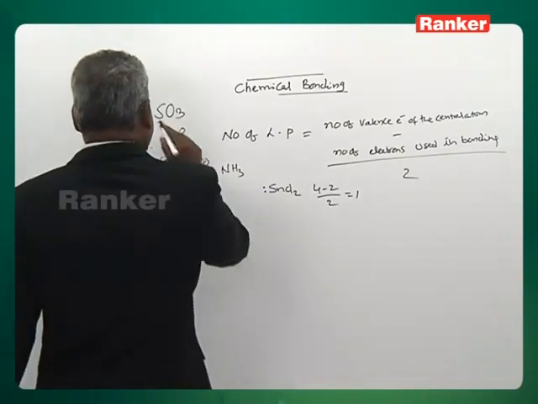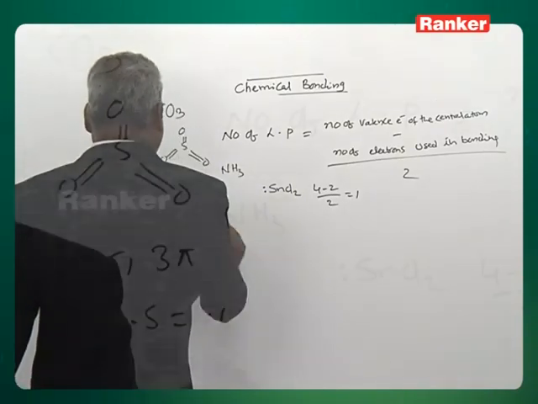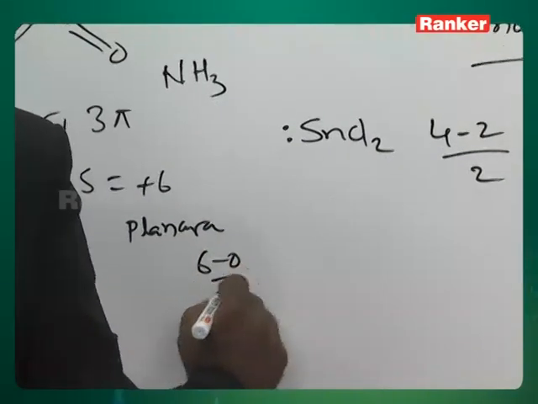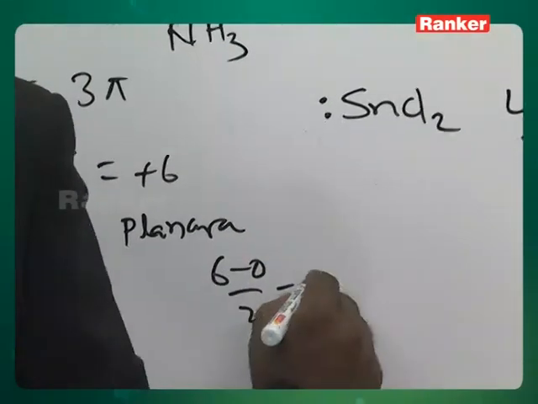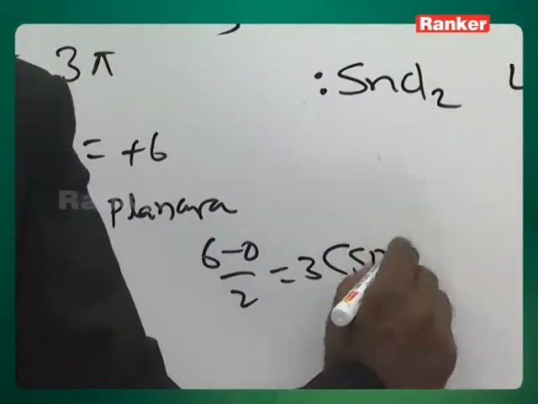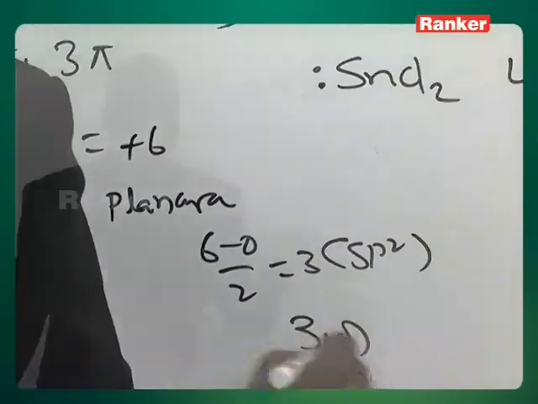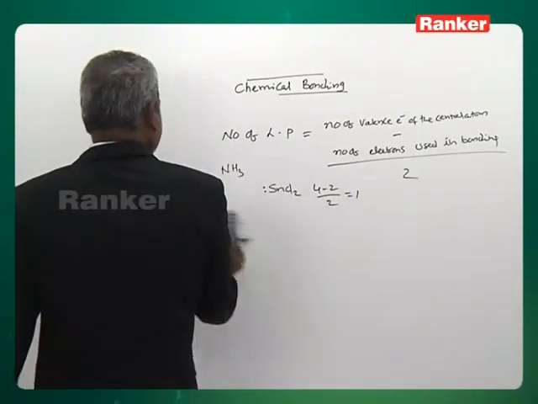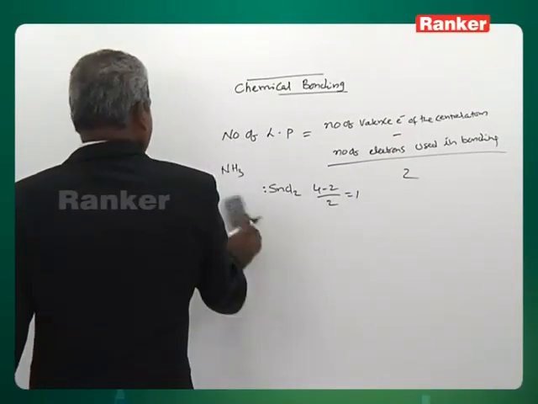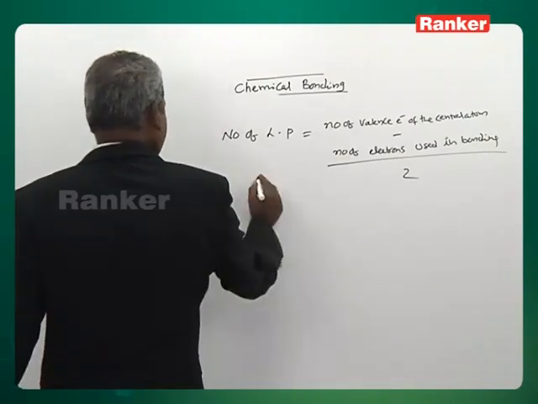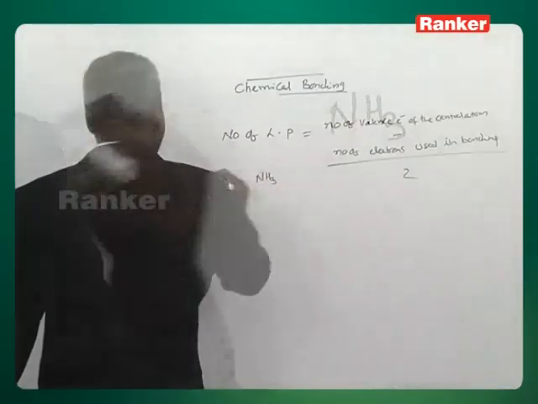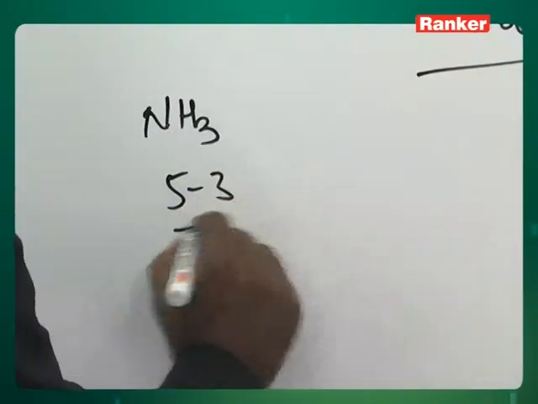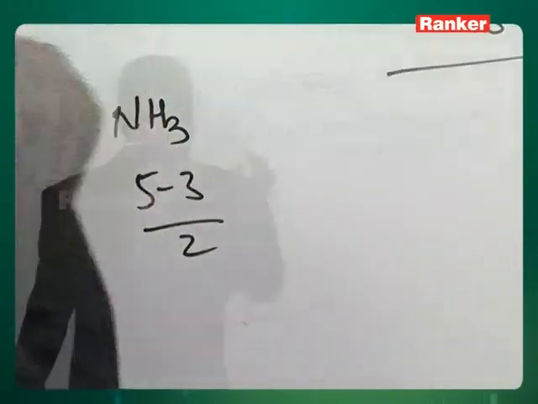Then what about SO3 shape? Planar trigonal planar. And hybridization 6 minus 0 by 2. What is that? 3, sp2. Number of lone pairs? No, 3 bond pairs, 0 lone pairs. Like this, any number of questions can be answered on the same. So NH3. Find the lone pairs in NH3. Nitrogen belongs to fifth group. 5 minus 3 by 2. There is a lone pair.